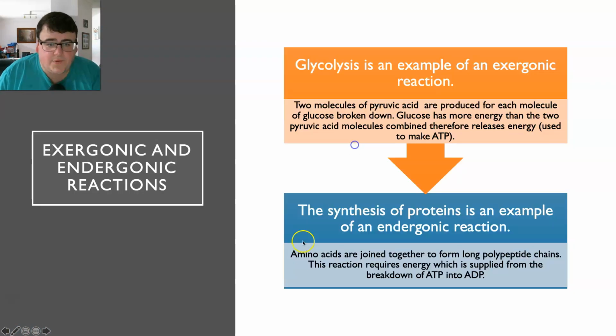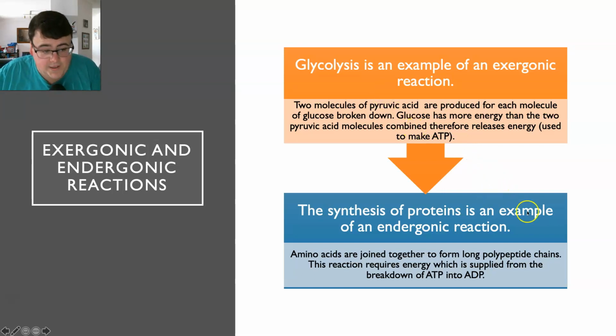Okay, two examples of those. So glycolysis is an example of exogenic reaction. Now we haven't covered glycolysis yet, but we've got the definition down here. So 2 molecules of pyruvic acid are produced for each molecule of glucose broken down. Glucose has more energy than the 2 pyruvic acid molecules, therefore releases energy, and that energy is used to make ATP and provide our body with energy. So glycolysis is part of aerobic respiration, providing energy for the body, and that's because we're breaking down glucose, our products have less energy, energy is released into the environment where we can use it.